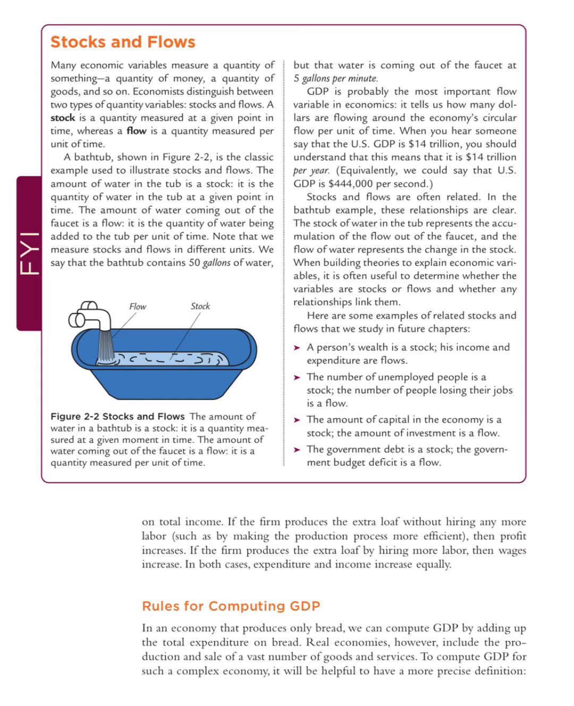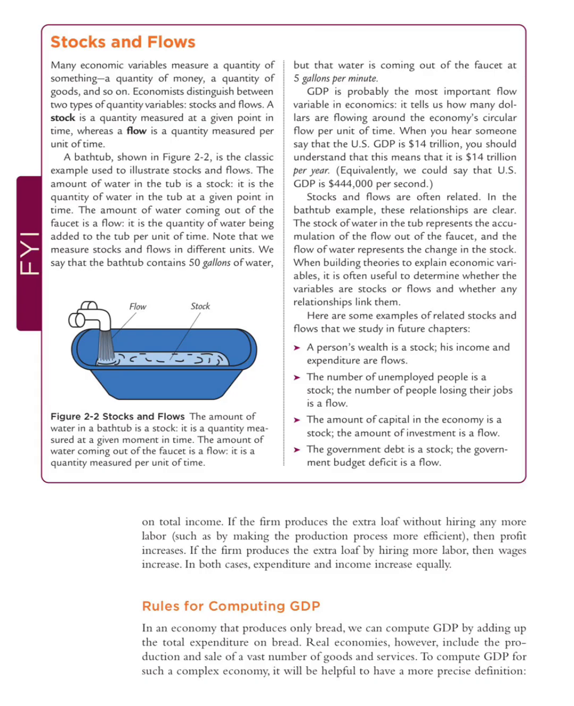So GDP is the most important flow, but not a stock. It is a flow because it tells us how many dollars are flowing around the economy's circular flow per unit of time. If we use GDP, the unit of time is a year. So if the GDP is $14 trillion, it means there is $14 trillion per year. Equivalently, there is almost $500,000 per second for the US economy.